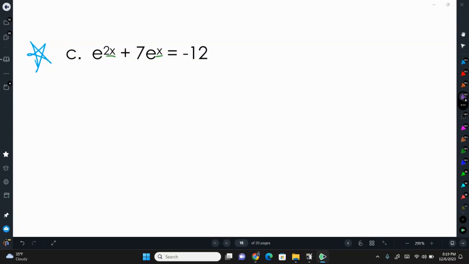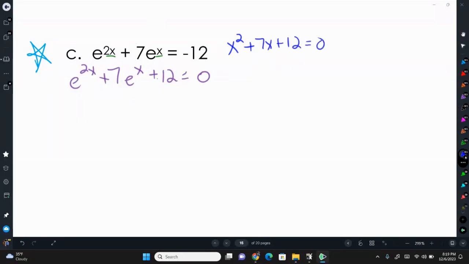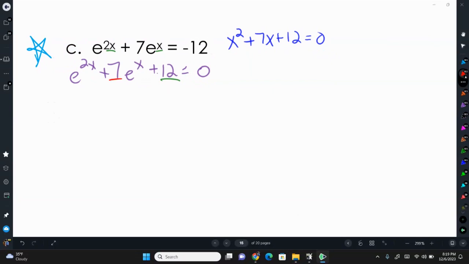So let's add 12 to both sides. e to the 2x plus 7 e to the x plus 12 equals 0. So we're going to treat this just like x squared plus 7x plus 12 equals 0. Where we say, okay, what two numbers multiply to 12 but add to 7? Well, that's going to be positive 4 and positive 3.